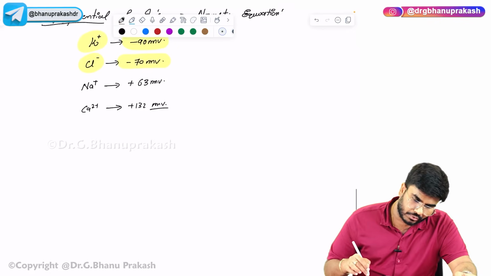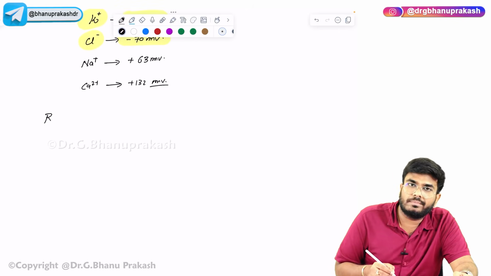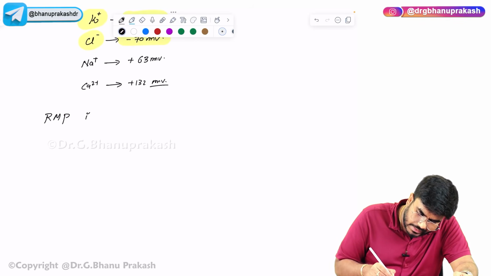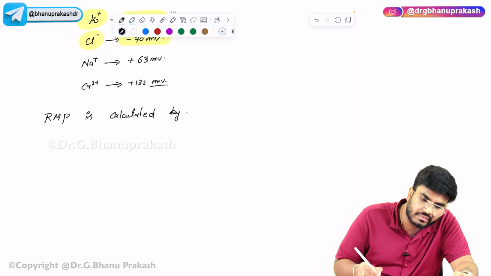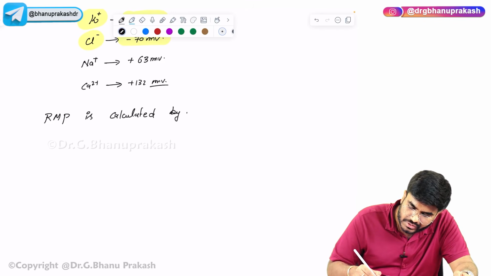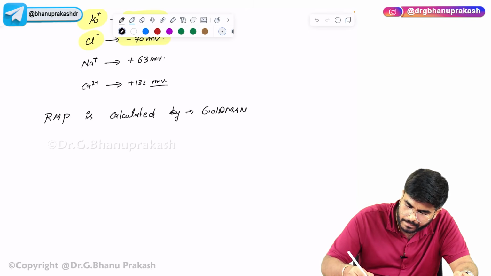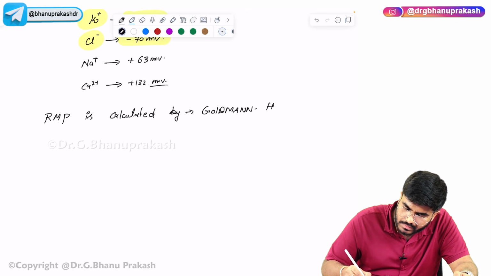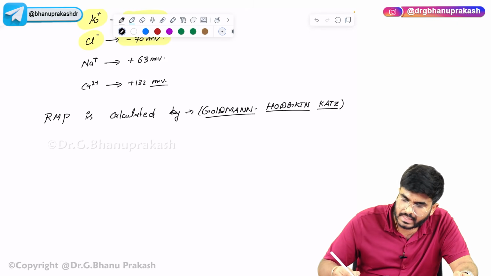But if they ask you to calculate the resting membrane potential of any cell, for example a neuron, it is calculated by an equation called the Goldman-Hodgkin-Katz equation.